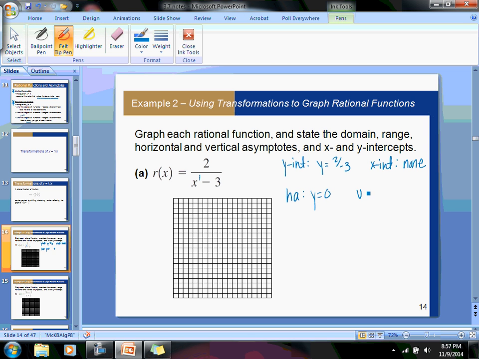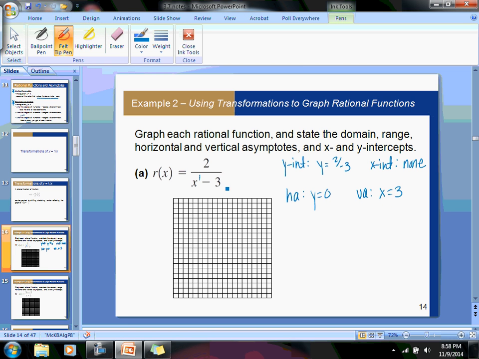And then my vertical asymptote is whatever makes the denominator equal 0. So if I took x minus 3 and set it equal to 0, I would get x equals positive 3. Okay? So again, to find the y-intercept, you plug 0 in for x. To find the x-intercept, it's whatever makes the numerator equal to 0. The horizontal asymptote, you're comparing the degrees of the numerator and the denominator. And then for the vertical asymptote, it is whatever makes the denominator 0.